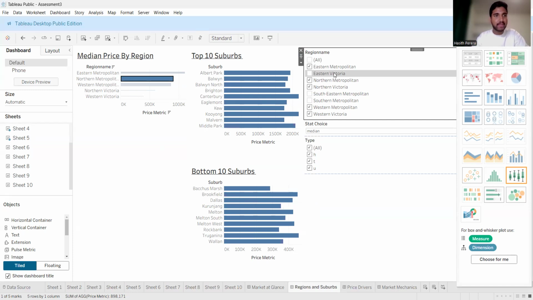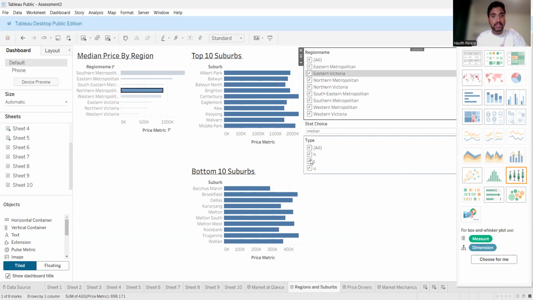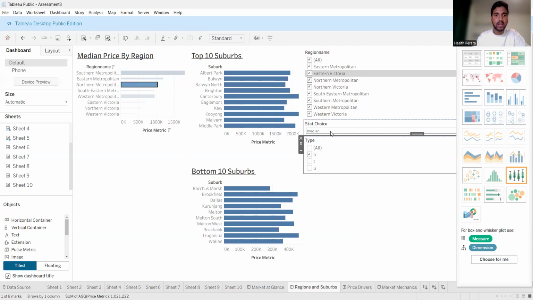Just to make things more specific, I made this filter option, which shows each metropolitan area by region. If you select this, you can select that, and it all shows here. And if you remove certain types, it removes them. So it works. This allows us to clearly identify what house type and what region is the most expensive or least expensive in the region or in the suburb.